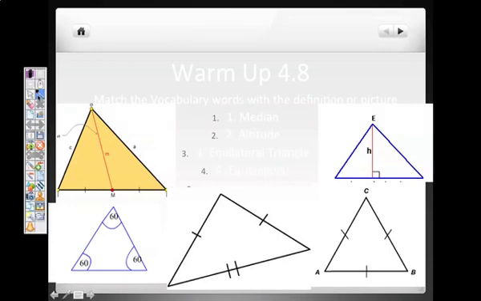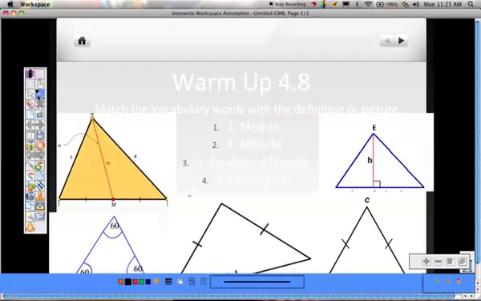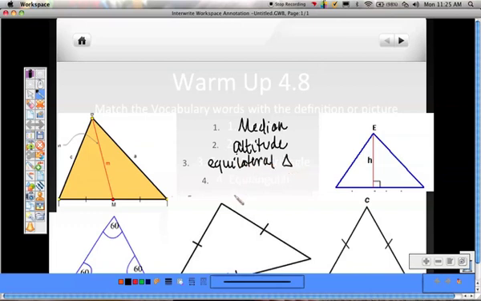The words are: number 1 is the median. Number 2 is the altitude. So this is median. Which one is the altitude? Which one is an equilateral triangle? And which one is equiangular? Okay, so match them up.